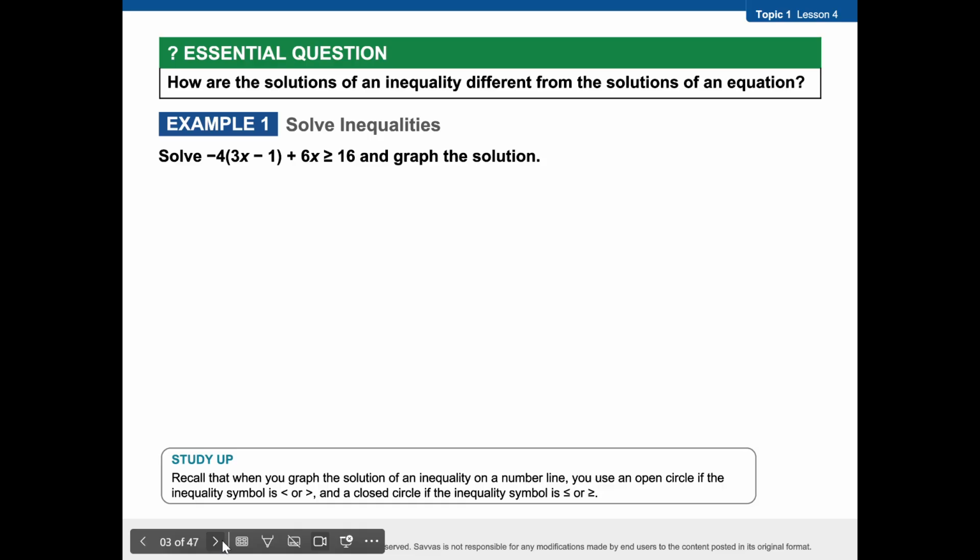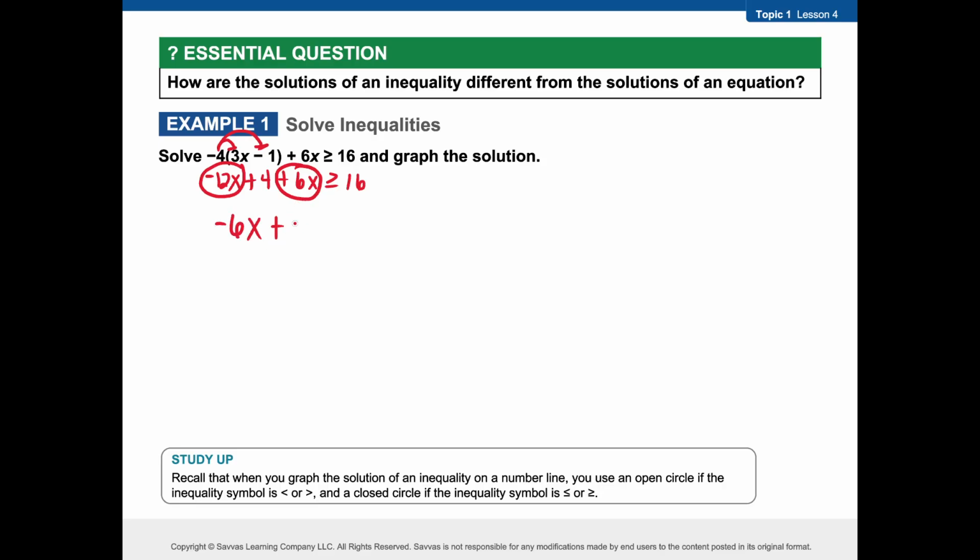Solving inequalities is the exact same steps as solving equations. We do our distributive property. Watch your signs. -4 times 3x, -12x, -4 times a -1, +4, plus 6x, greater than or equal to 16. Always check to see, do we have like terms? We do. Combine them together. A -12 and a +6 makes a -6x plus 4 greater than or equal to 16.